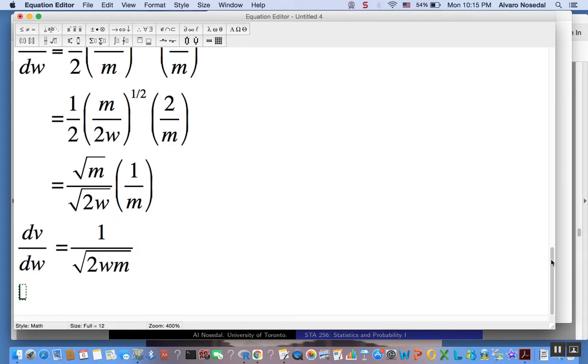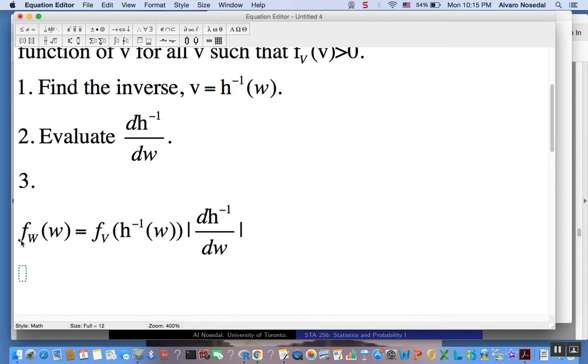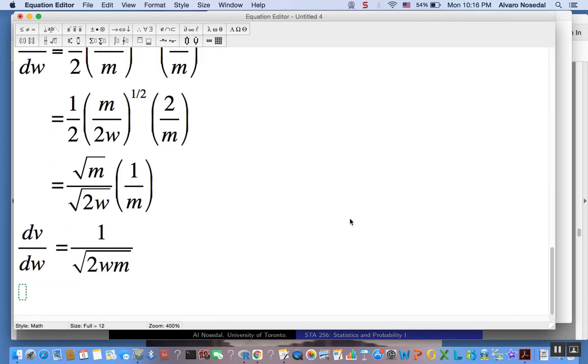So step number 3, we want to evaluate this. Let's write that down as a reminder of what we want to do here. Step number 3.